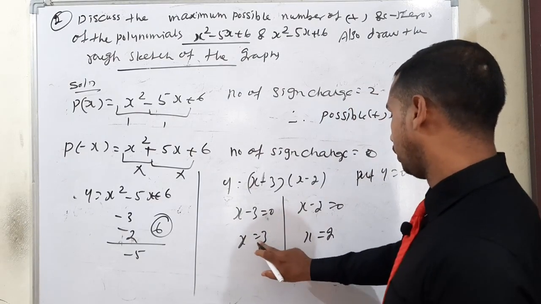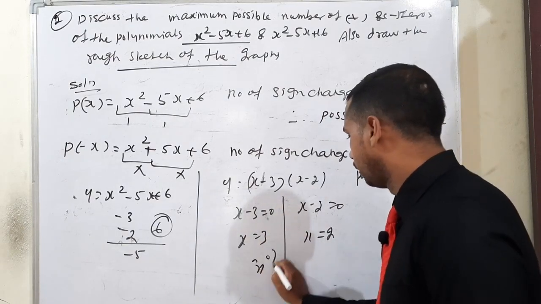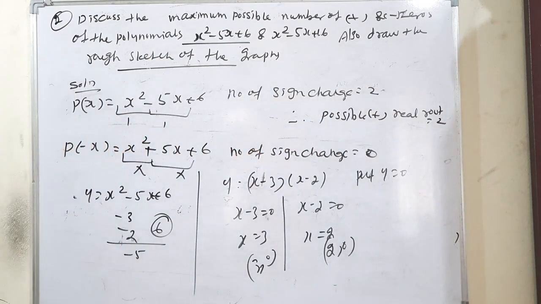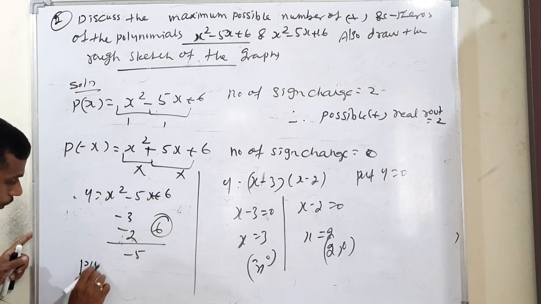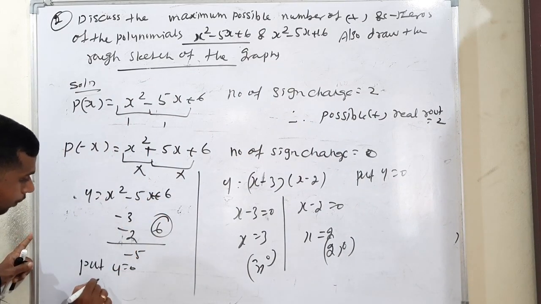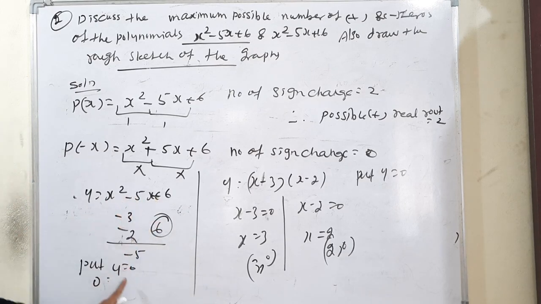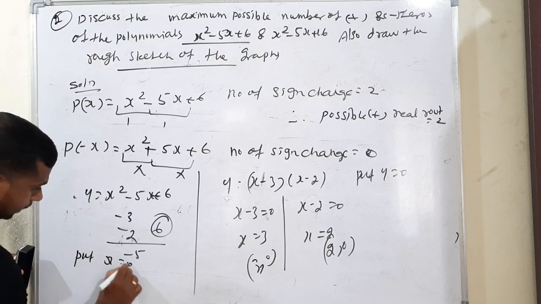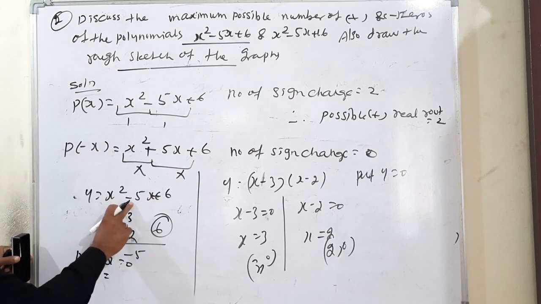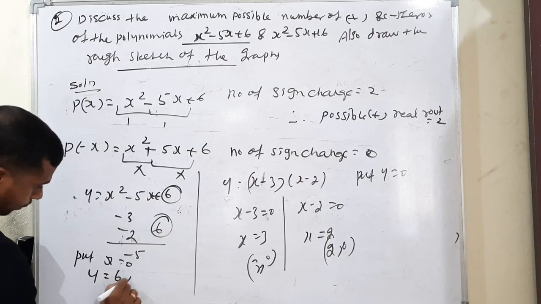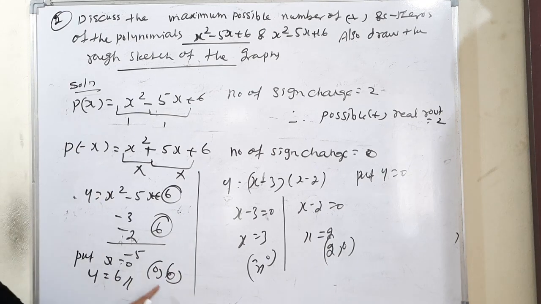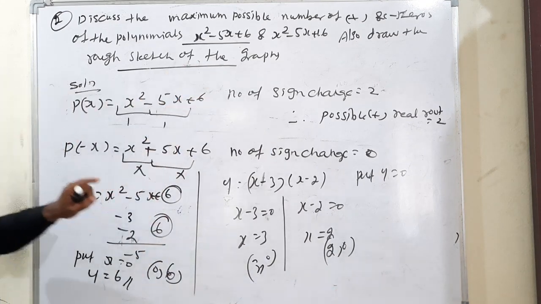So here what are the possible coordinate points? 3 comma 0, and here 2 comma 0. Here the constant is there. Therefore put x is equal to 0, what will happen? Definitely y is equal to 0 minus 0 plus the constant value. So y is equal to 6. Here is another coordinate point, 0 comma 6. So we have the 3 coordinate points. Just draw a rough sketch. Okay.